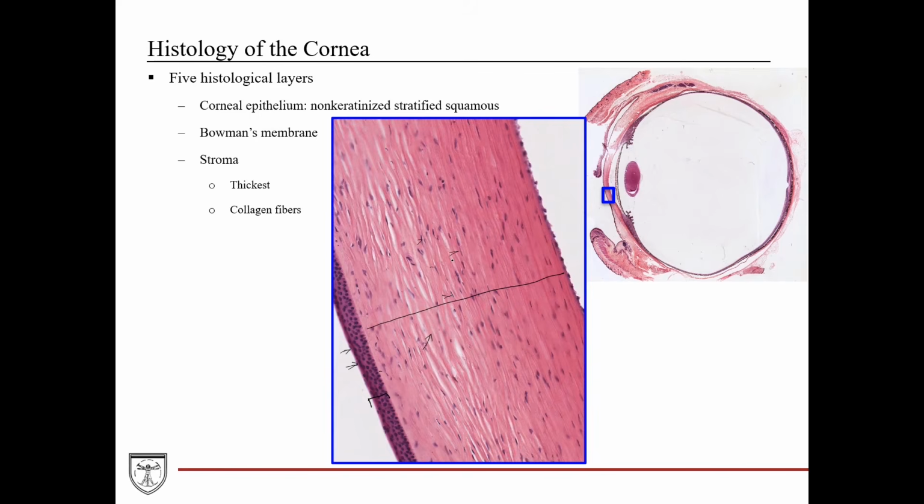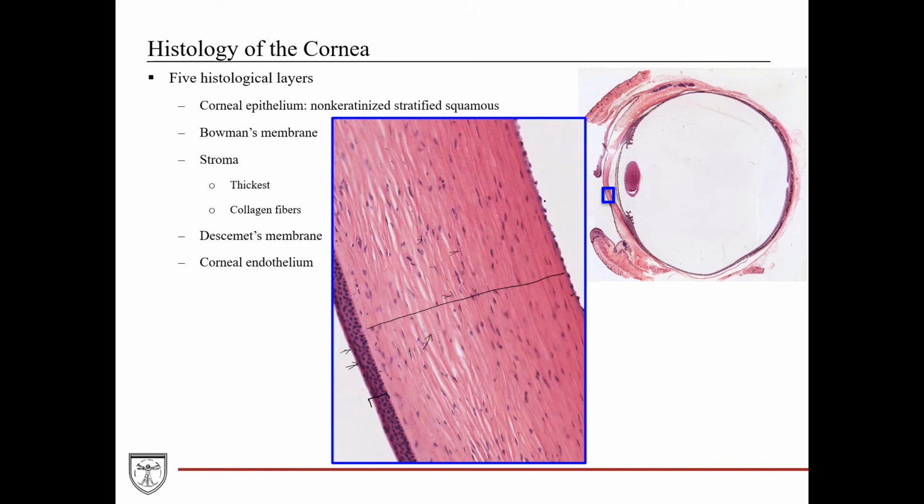Deep to the stromal layer is another layer of modified and thickened basement membrane right here. It's a really, really thin layer. This is acellular and thickened basement membrane for the last layer of the cornea. That is the corneal endothelium.